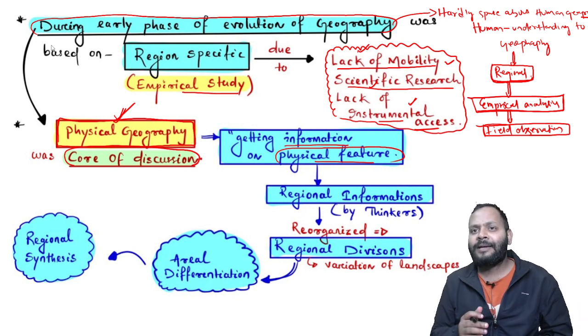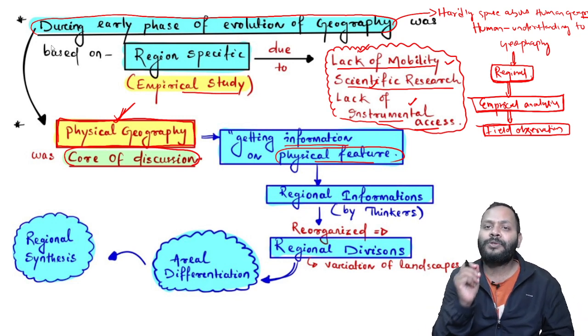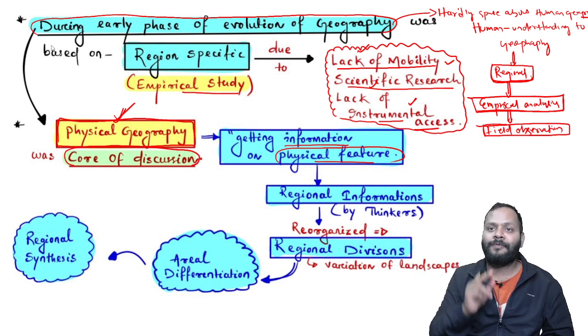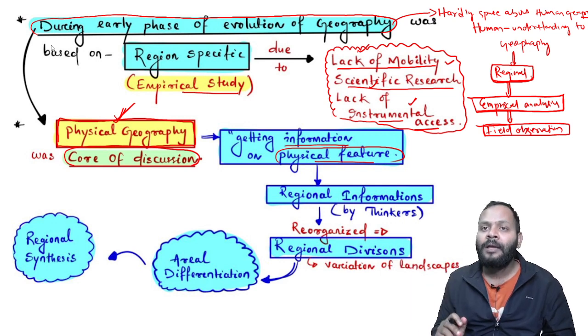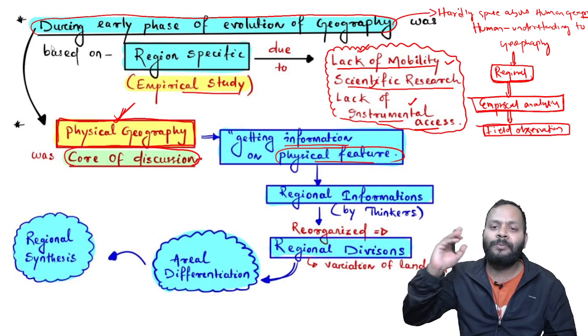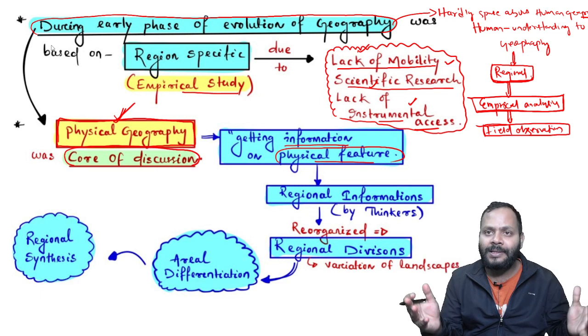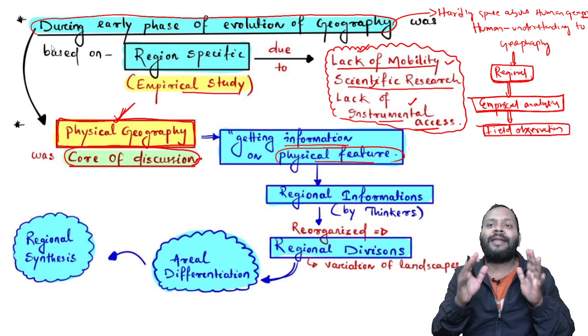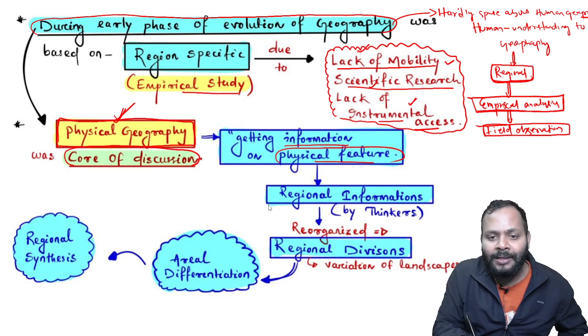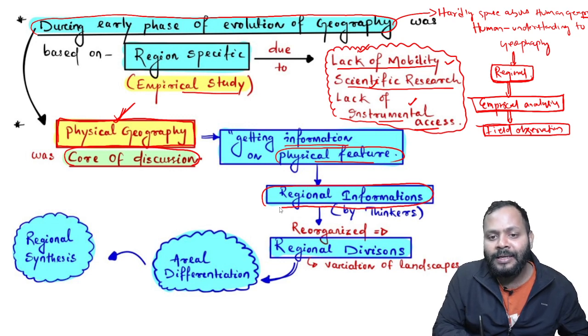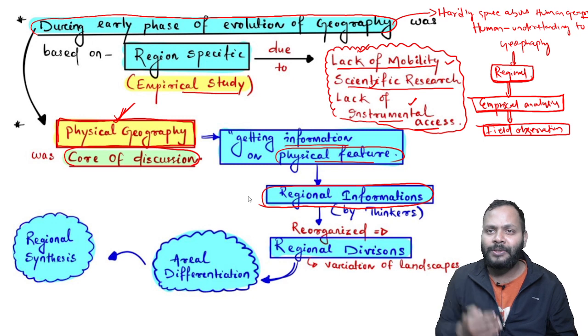As I said, it was a very difficult task to go from one part to another. People could not travel from one part to another. They did not have instrumental access, machinery, or scientific research. Everything lagged in that time. So these were regional informations gathered by the thinkers.